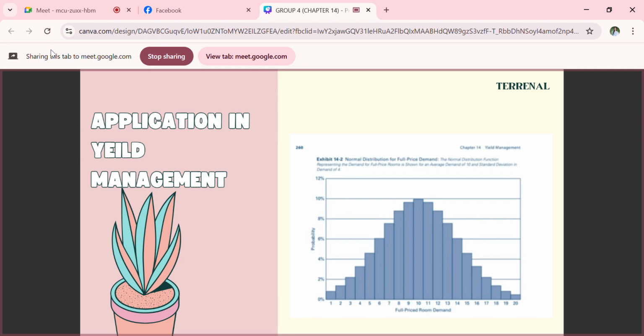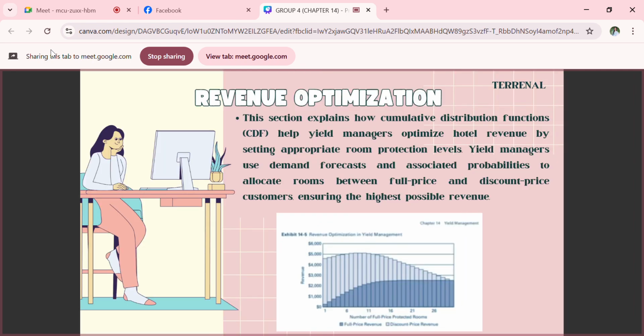Next slide, please. And the last topic will be revenue optimization. So this section explained how the cumulative distribution function or CDF can help yield managers optimize hotel revenue by setting appropriate room protection levels. Yield managers use demand forecasts and associated probabilities to allocate rooms between full price and discount price customers, ensuring the highest possible revenue.